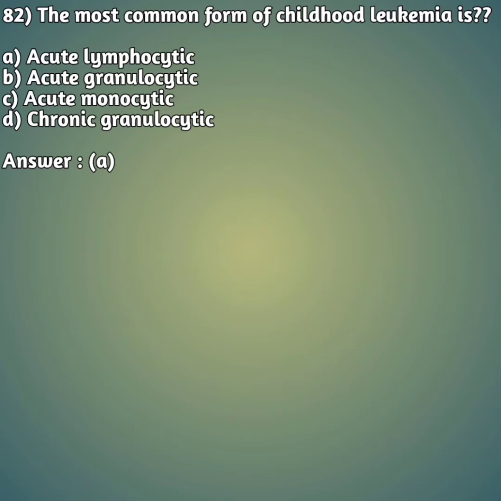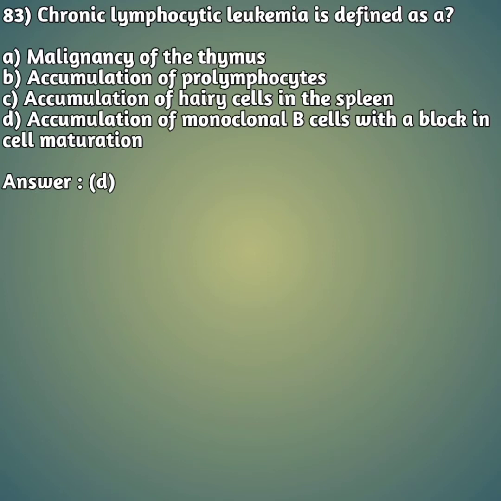Okay friends, moving on to our 83rd question. Chronic lymphocytic leukemia, that is CLL, is defined as: option A malignancy of the thymus, option B accumulation of prolymphocytes, option C accumulation of hairy cells in the spleen, and option D accumulation of monoclonal B cells with a block in cell maturation. So the right answer is D, accumulation of monoclonal B cells with a block in cell maturation.